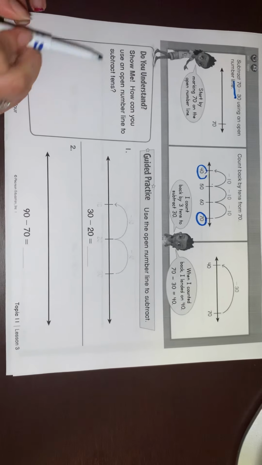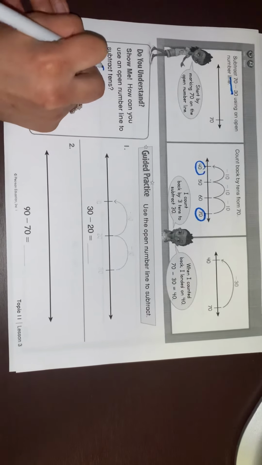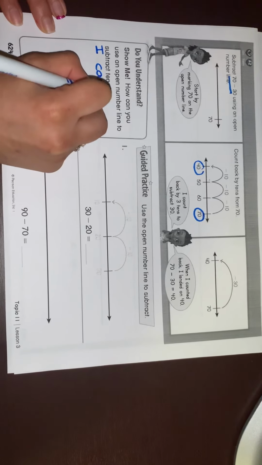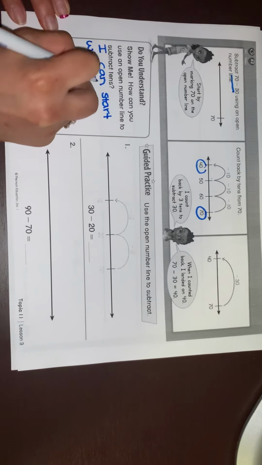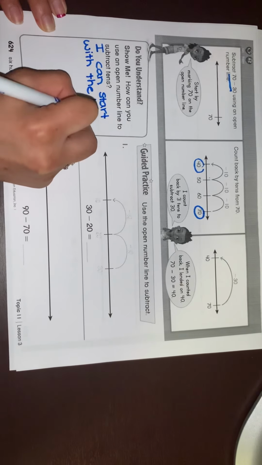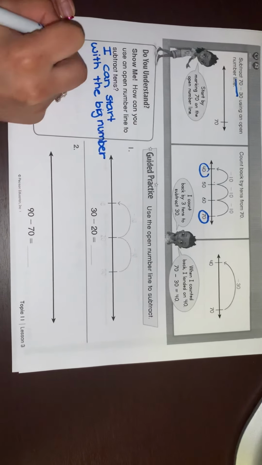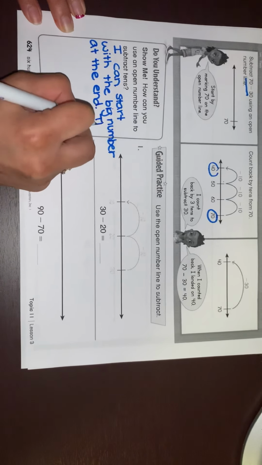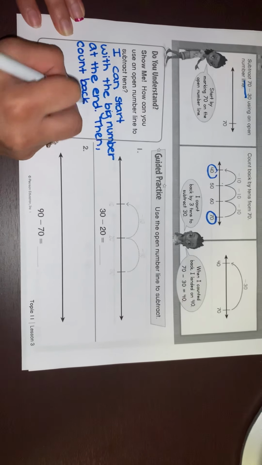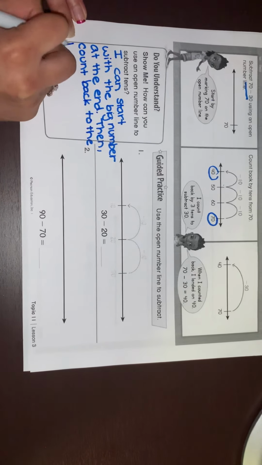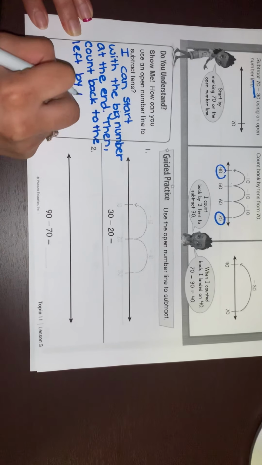So, do you understand? Show me. How can you use an open number line to subtract tens? I can start with the big number at the end. Then count back to the left by tens to solve.